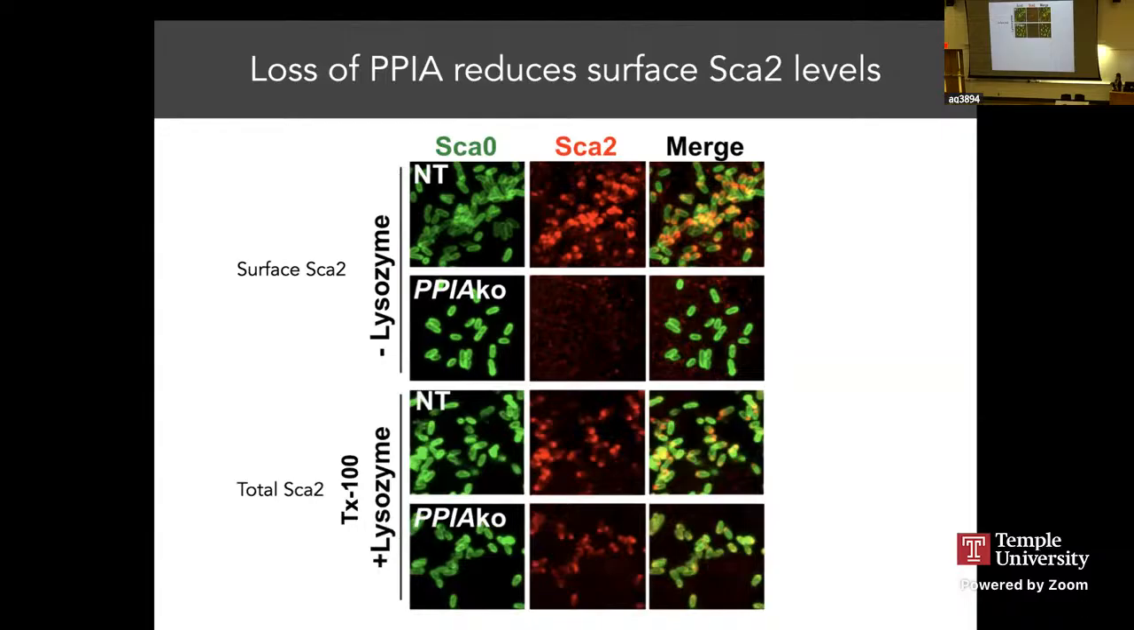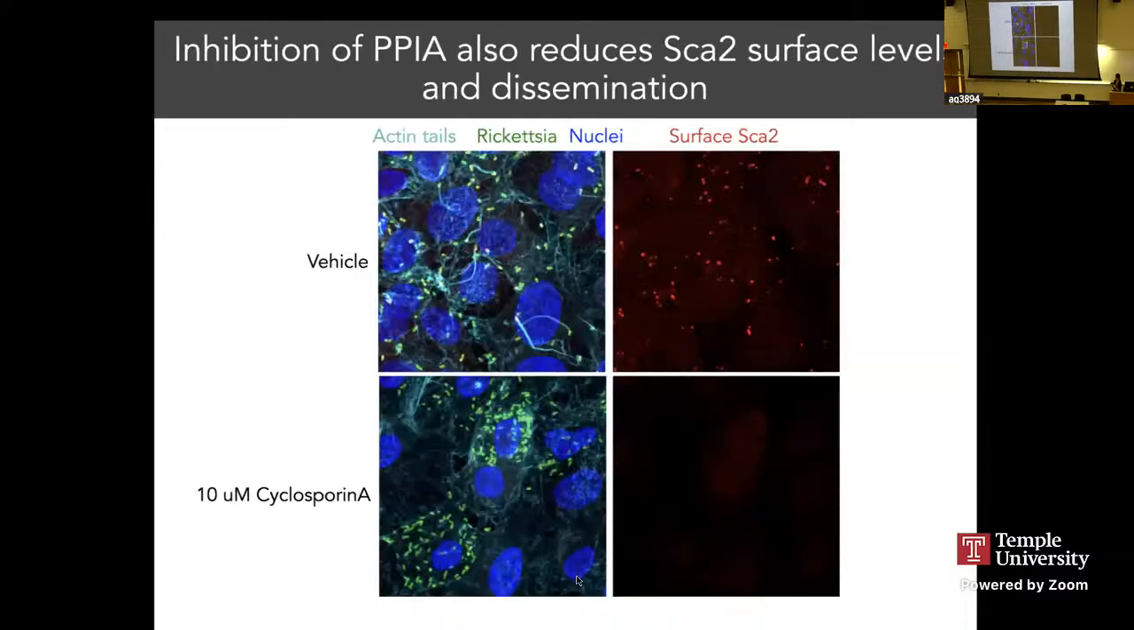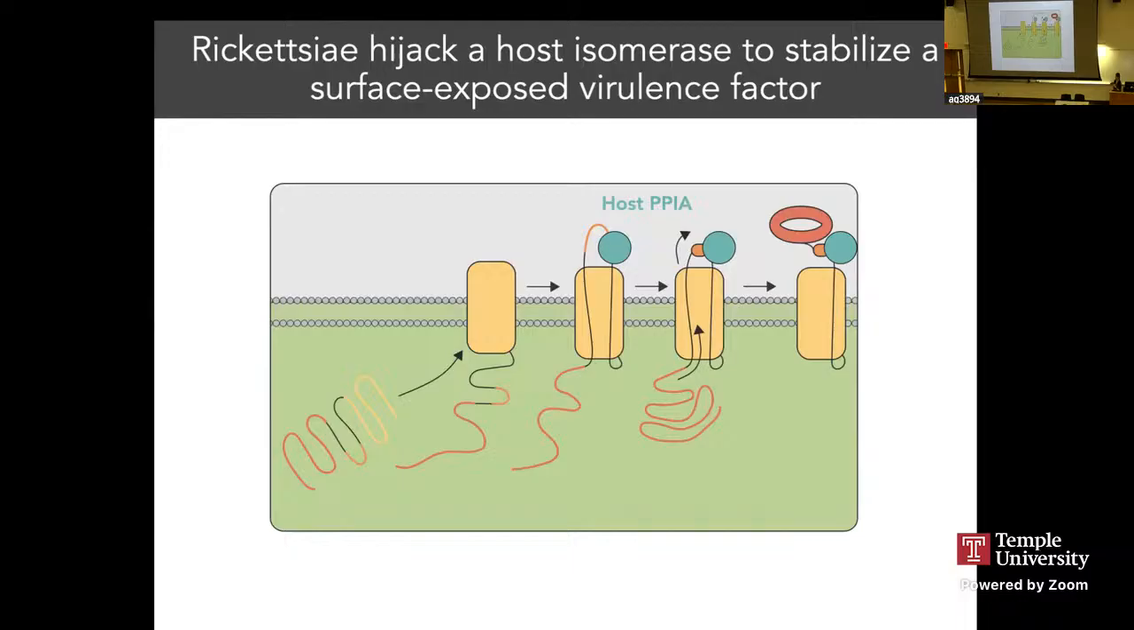And we can go in and further take these same strains and treat them with lysozyme and Triton X-100 and show it's not that they don't have SCA2, it's just that the SCA2 passenger domain seems to be inside the periplasm potentially. And what's also interesting, as I mentioned, this is also a target of cyclosporin A. So we see this not just in the knockout conditions, we can also induce this by using a PPIA inhibitor here too. You can see very clearly the loss of actin tails as well as the loss of surface SCA2 on these bacteria. And so this really represents an unusual adaptation for this pathogen to evolve this dependency on an isomerase to help it expose a really important virulence factor.